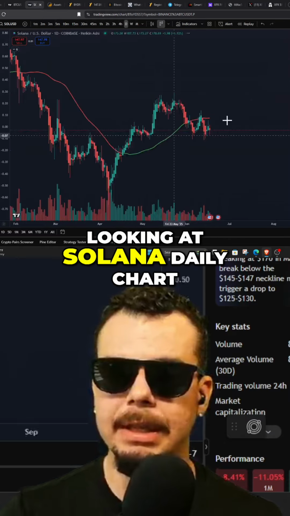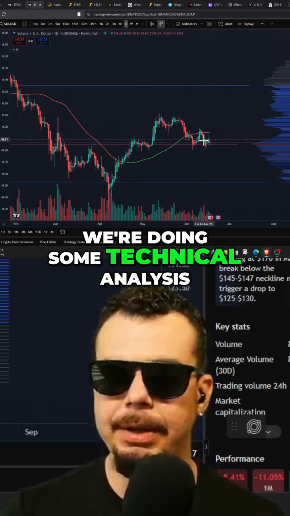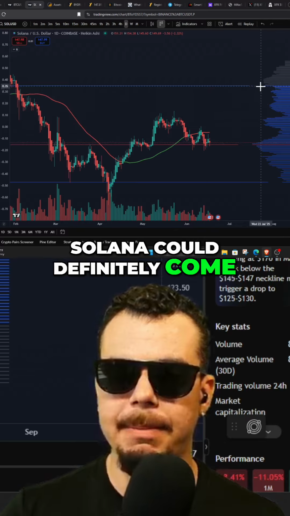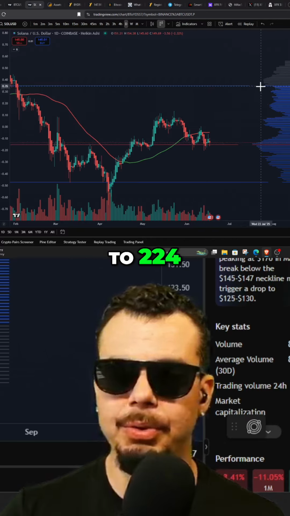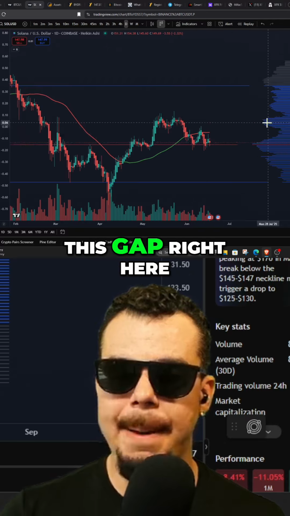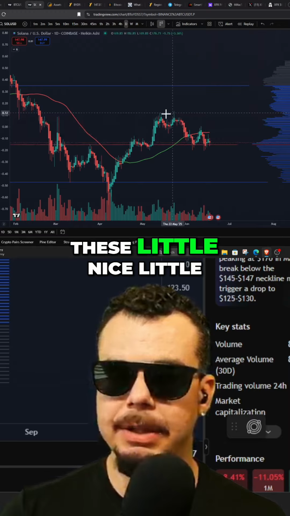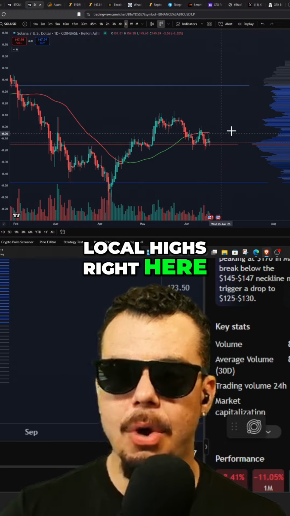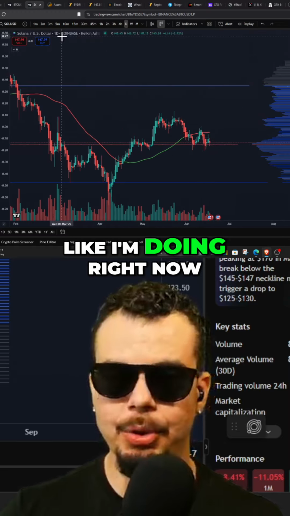Let's say we're looking at the Solana daily chart. We're doing some technical analysis. Solana could definitely come up here, and you can ride along all the way to 224. You can even trade this gap right here to the previous little nice local highs, or you can just do some gap and go trading like I'm doing right now.